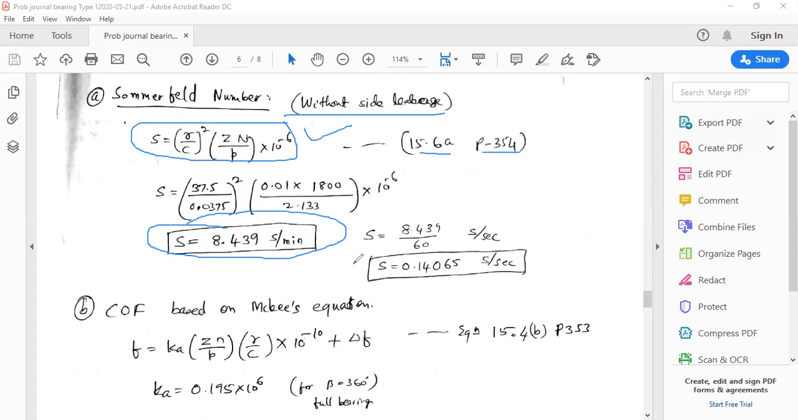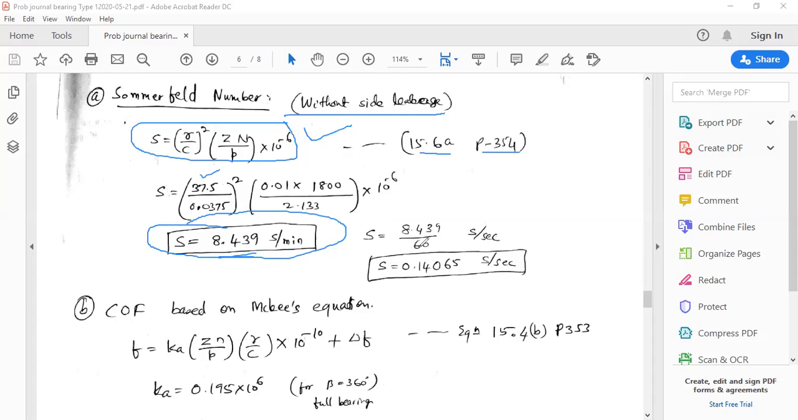So you can convert this into per second also. Divide this by 60, so that you will be getting the value in per second. This is the value that is required, 8.439. So here the value of R by C, R is 37.5 mm and C is 0.0375 mm.